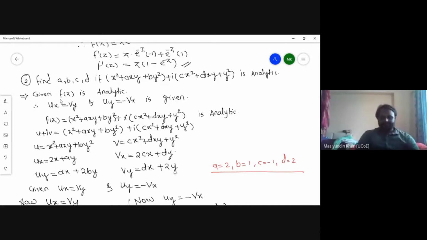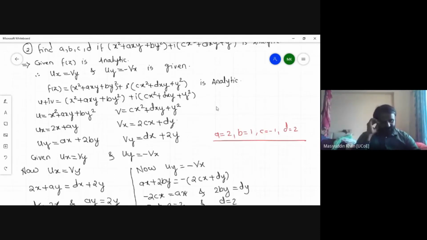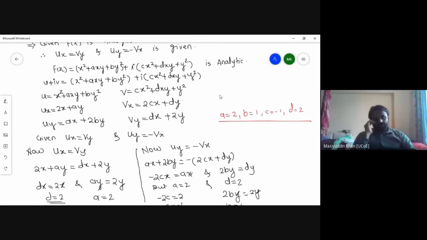We just separated the real part and imaginary part in the given question. After separating, you are getting u and v, and again you have to apply the partial derivative rule. While differentiating u with respect to x, the y term is treated as a constant, and while differentiating v with respect to y, you consider the x variable as a constant, and vice versa. So here we got the derivatives of the respective functions: ux is 2x plus ay, vx is 2cx plus dy, uy is ax plus 2by, and vy is dx plus 2y.